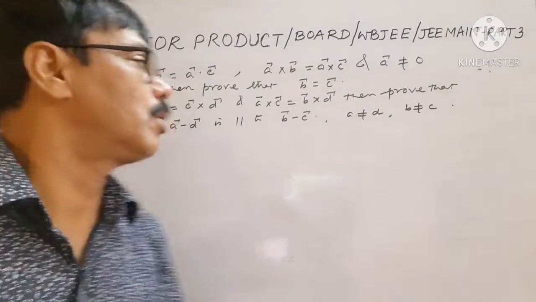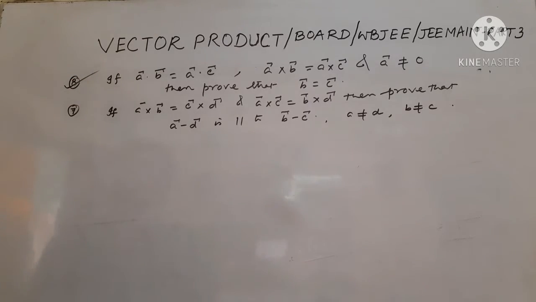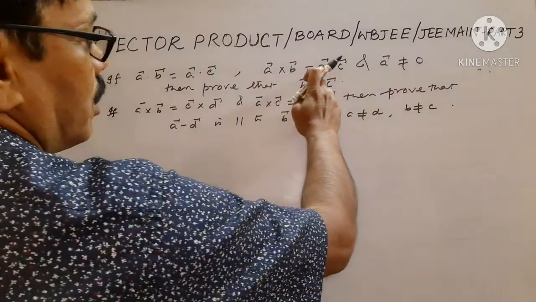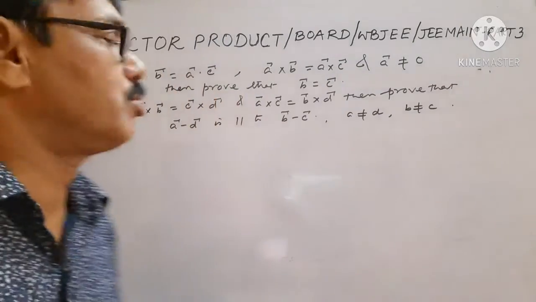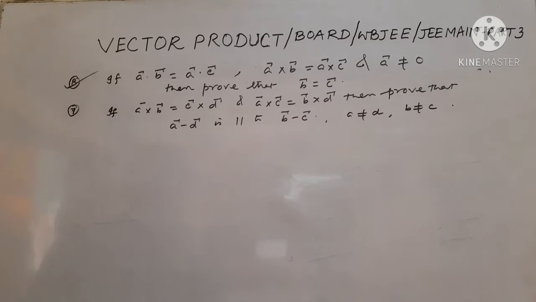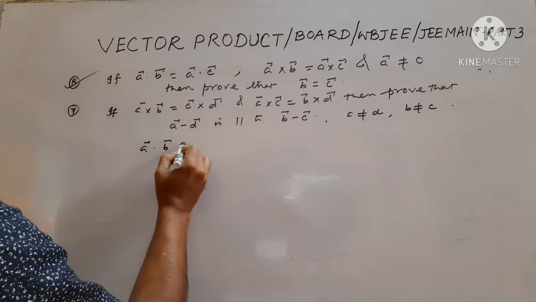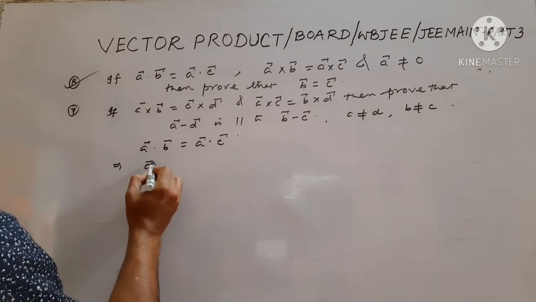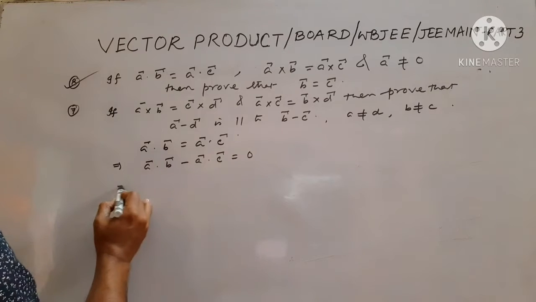Now problem number 8. A dot B equals A dot C, and A cross B equals A cross C, and A not equals 0, then prove that B equals C. So first condition, A dot B equals A dot C. This implies A dot B minus A dot C equals 0.